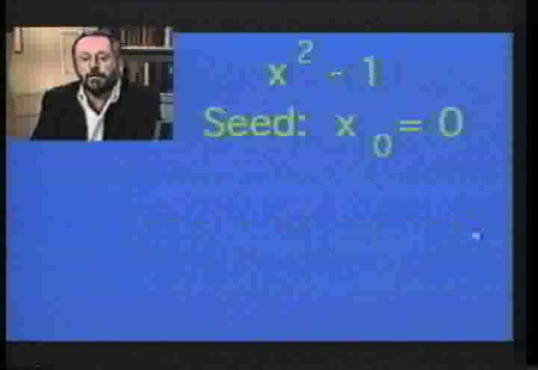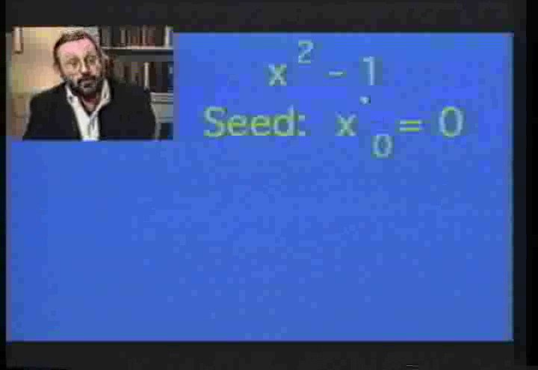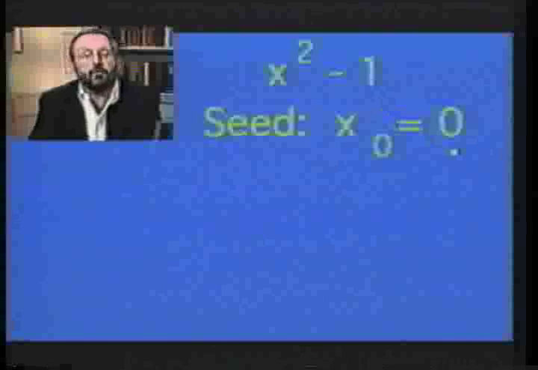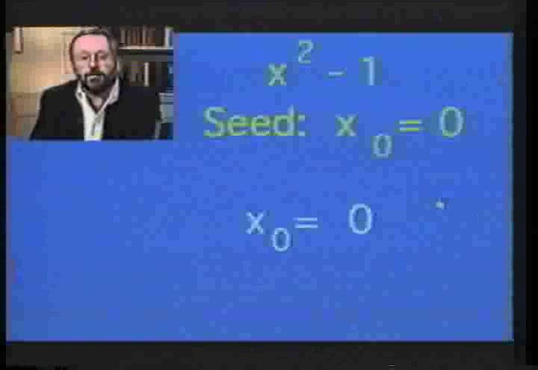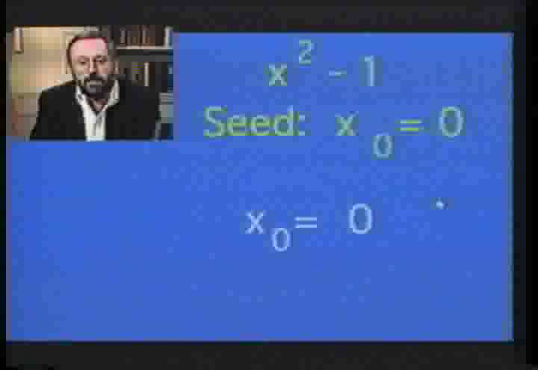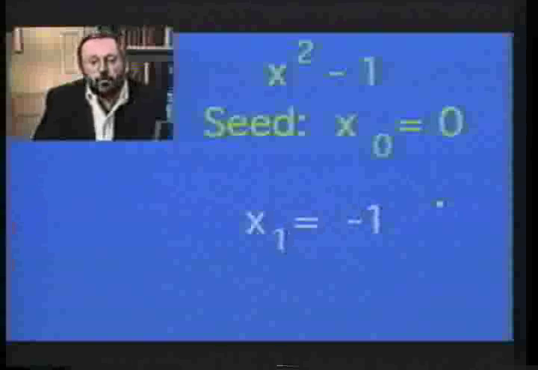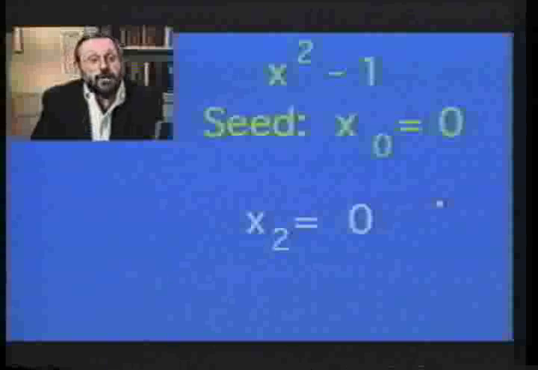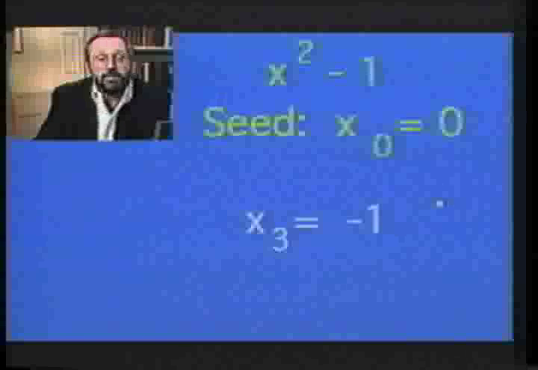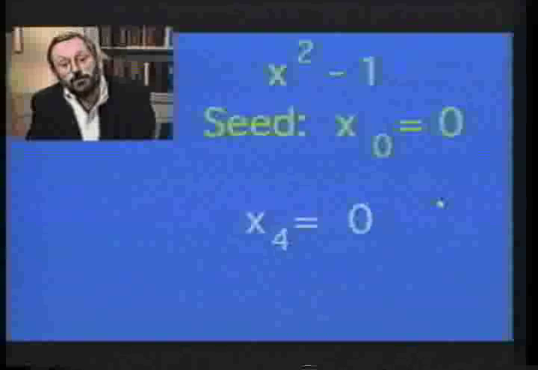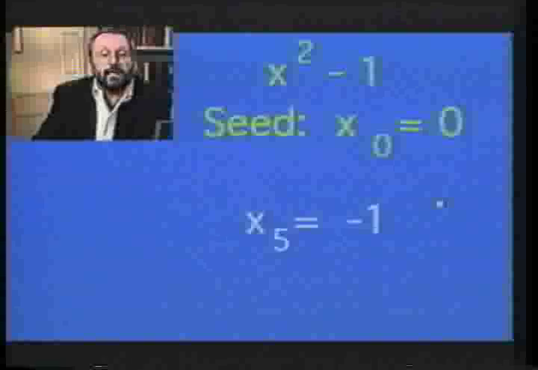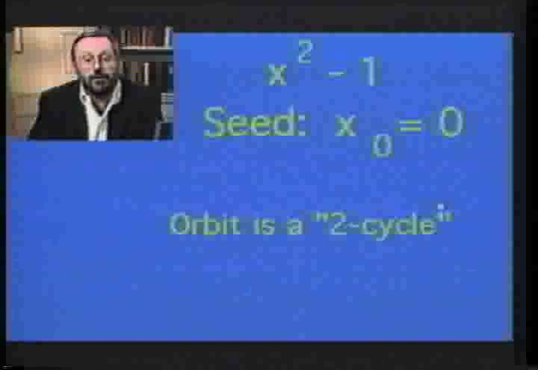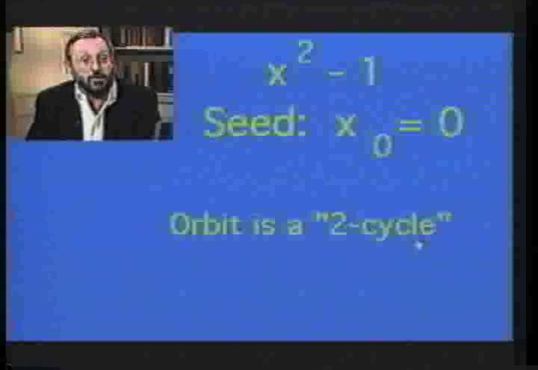One more example. Let me now change the constant to -1. So I'm going to iterate x squared minus 1. Again, I'll start with the seed 0. So x naught is 0. And now iterate. 0 squared minus 1 is -1. Square that minus 1, you get 0. Iterate again, get -1. Square that minus 1, you're back at 0. So what you see is this orbit tends to oscillate back and forth between 0 and -1. This orbit is, if you will, a 2-cycle.